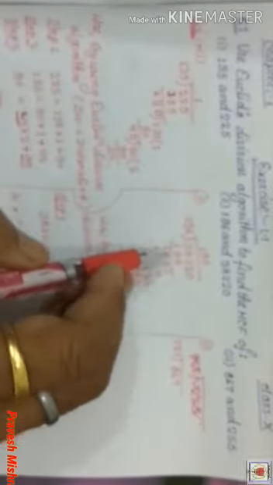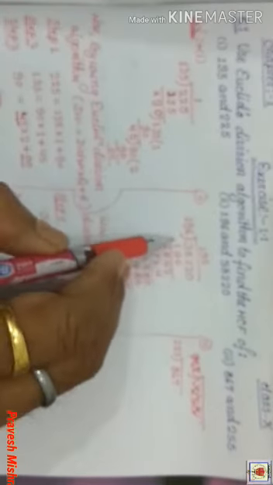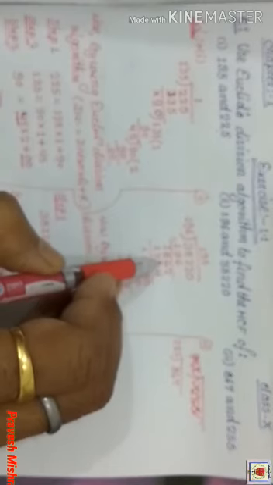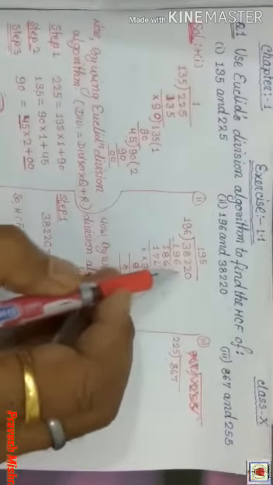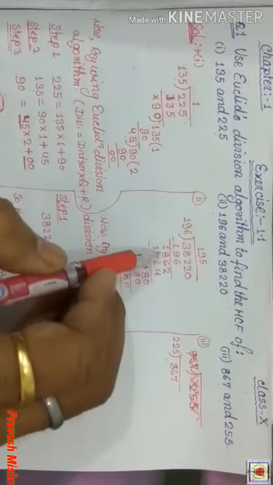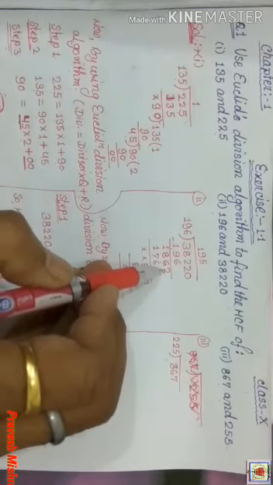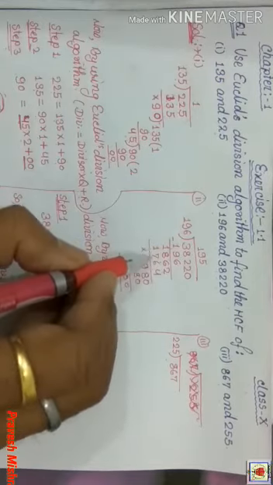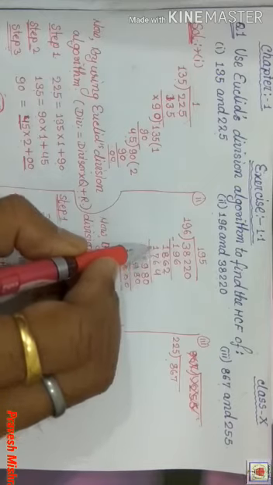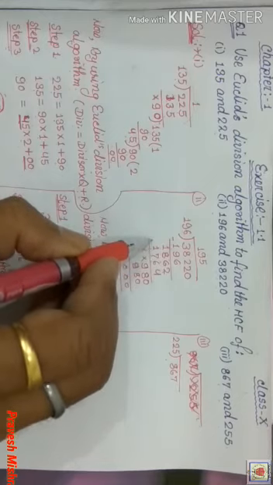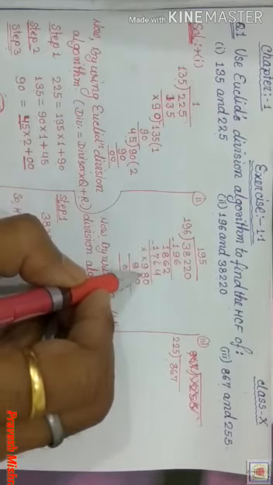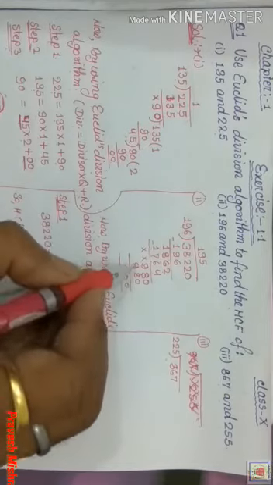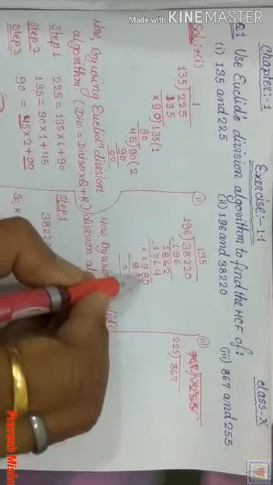196 once is 196. After subtracting this number, you will get 186 as a remainder. After taking down 2, this number is 1862. This time 196 nines are 1764. After subtracting, you will get 98 as a remainder. Now taking down 0, so your new number is 980.